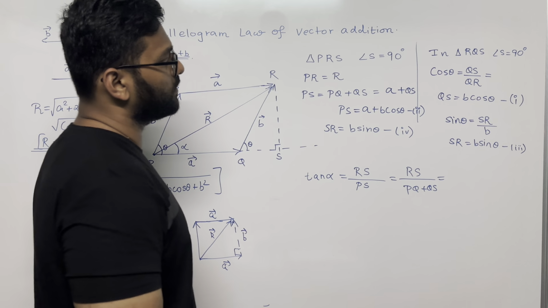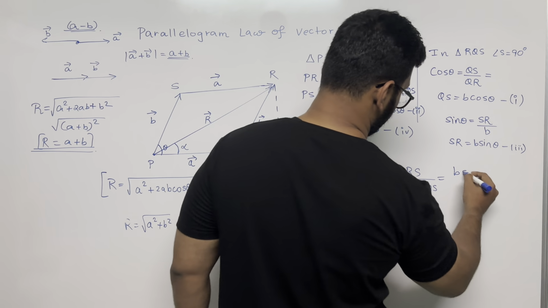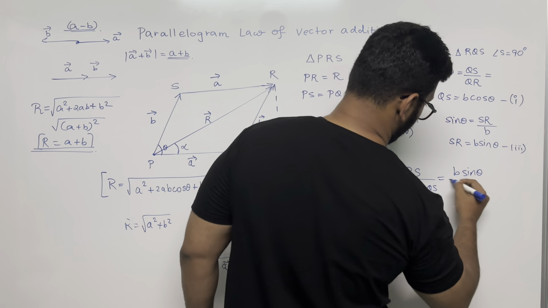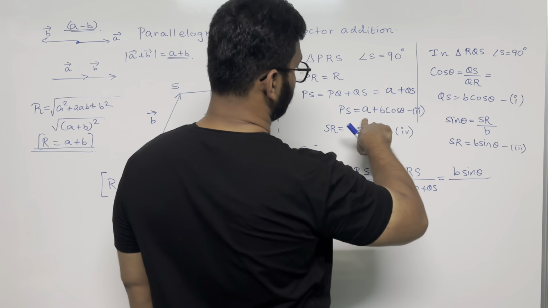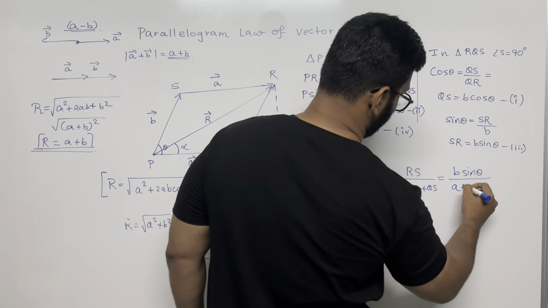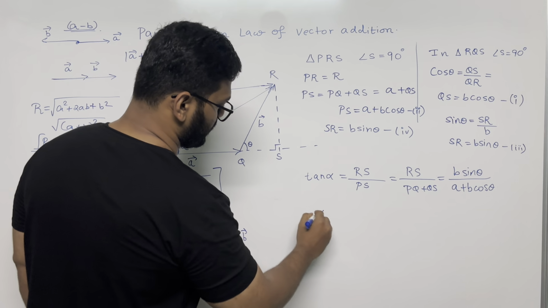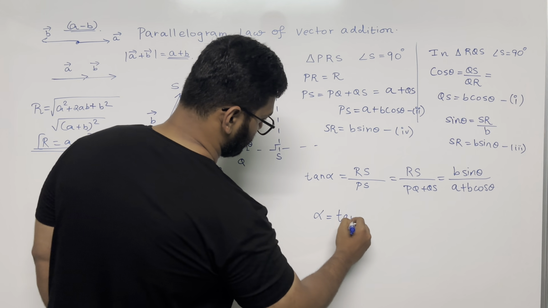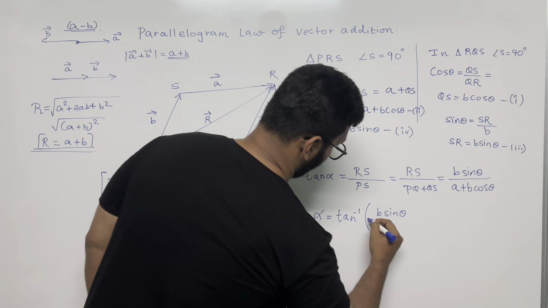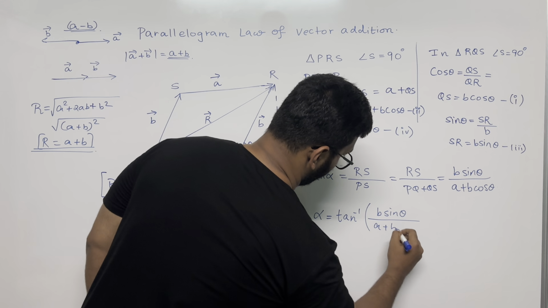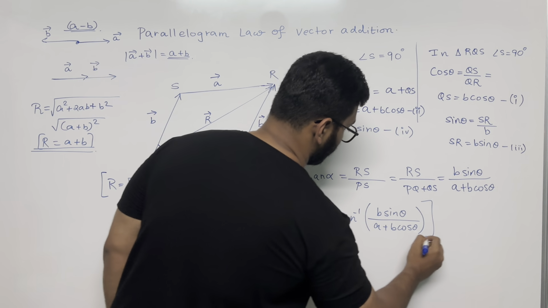RS is SR, which is B sin theta, upon PQ plus QS. PQ plus QS is A plus B cos theta. So this gives you the direction of the resultant vector. So alpha is tan inverse of B sin theta upon A plus B cos theta. So this is the direction of the resultant vector.